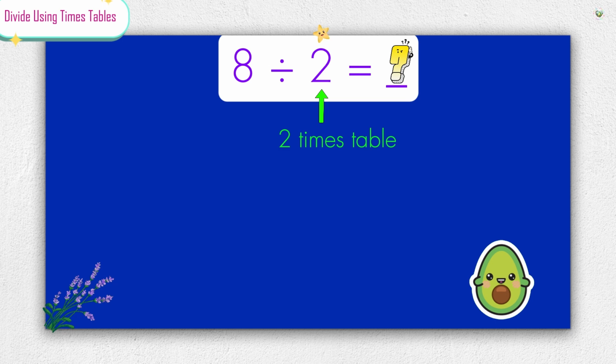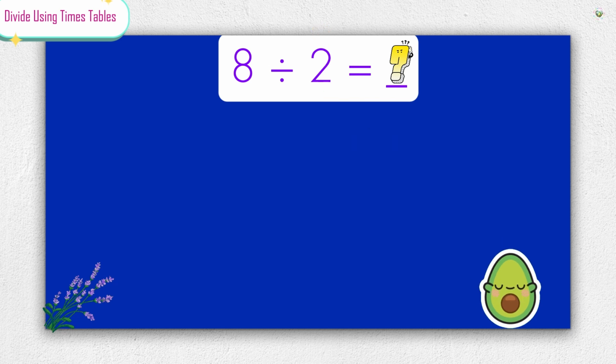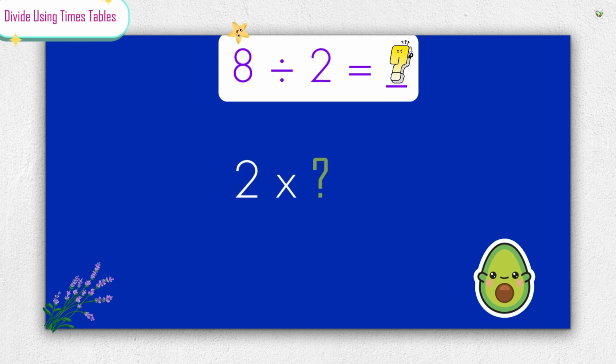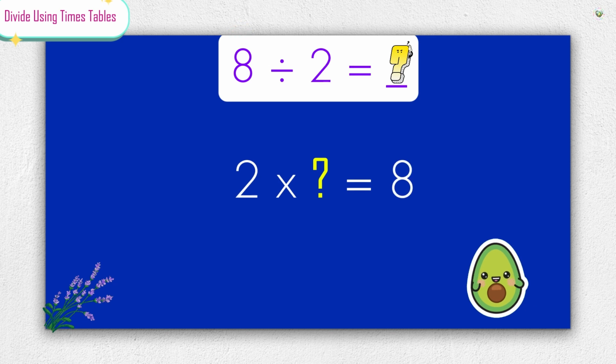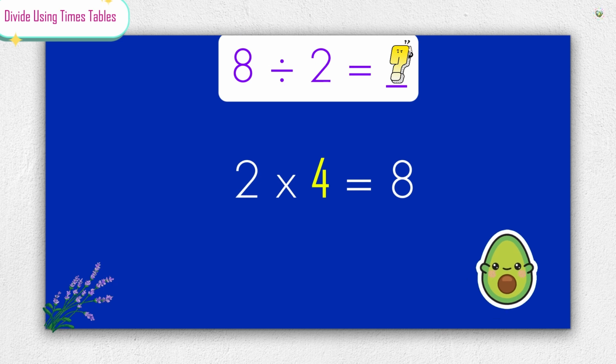Oh, so the second number tells us which times table to use. Cool. What do we do next? Yep. Now, look at the first number, which is 8. We just think. 2 times what equals 8? Oh, I know this. 2 times 4 is 8. Exactly. So, 8 divided by 2 is 4.